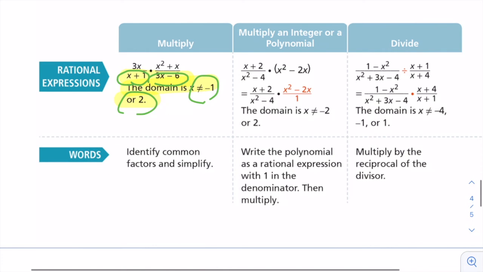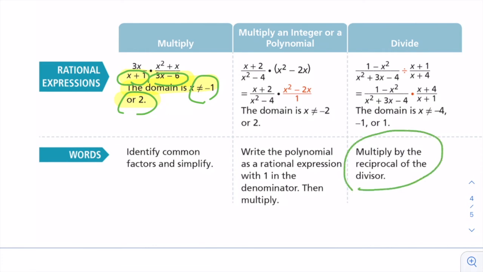And then when we have division, remember we're multiplying by the reciprocal. So we can change essentially that into a multiplication and repeat that process: factor, and then cancel out common factors.